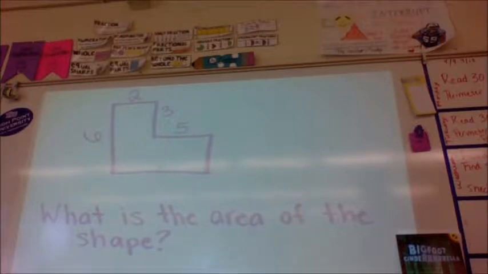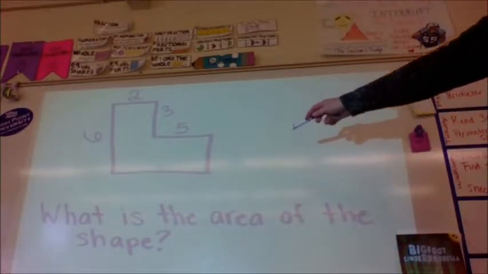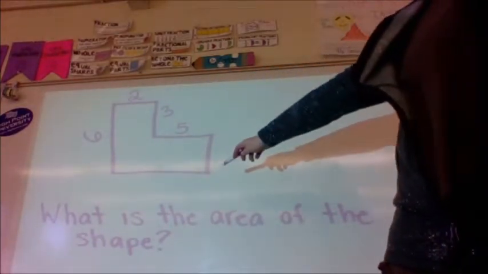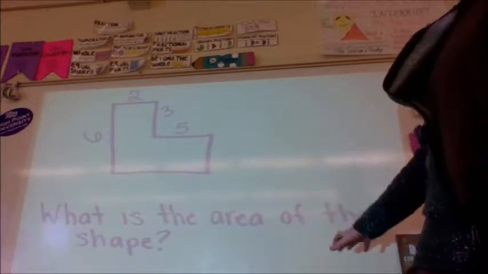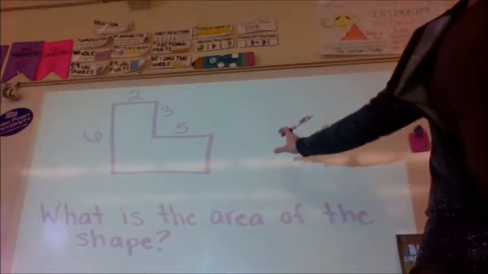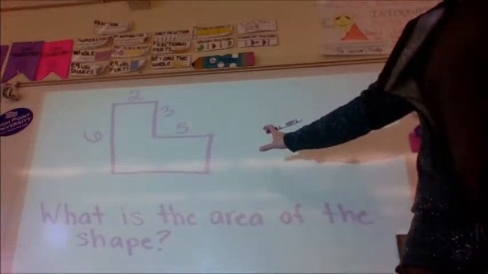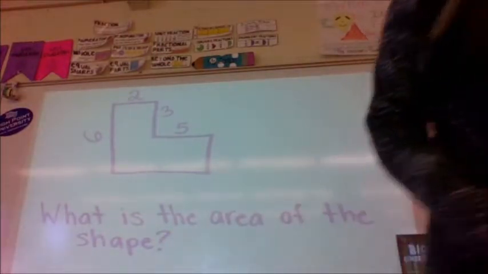Now, I've kind of combined two problems into one here to save a little bit of time for you, because if you'll notice here, we're only given 4 of the 6 side lengths for this shape. So built into this problem of finding the area, students are also continuing to practice finding those missing side lengths. So we're going to go ahead and take a look at that.